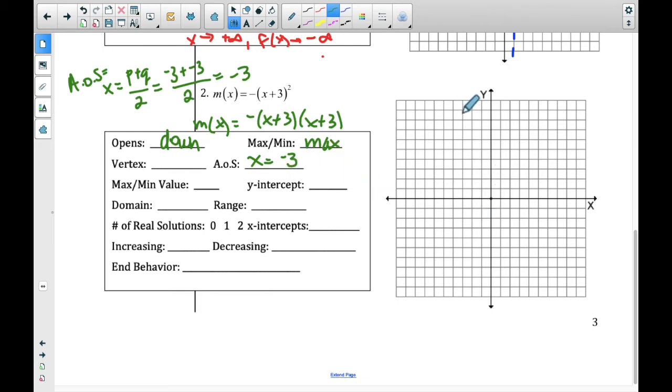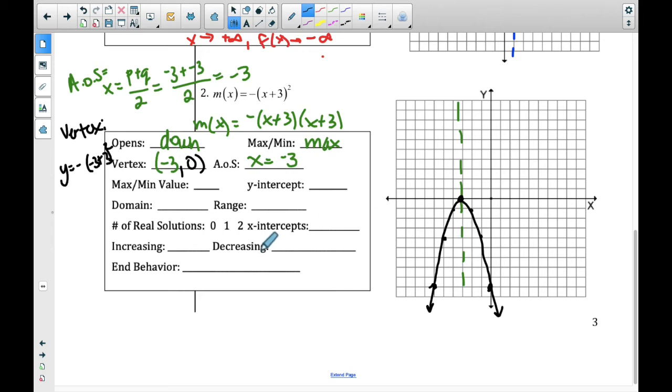I'm going to take a second to graph that. Now, to find the vertex, we take that value, that -3, and we plug it into the function. And as it turns out, -3 plus 3 is 0. So 0 squared is also 0. So our vertex is at (-3, 0). It opens down, so it's going to look like this. And I'm just going to count my 1, 3, 5 pattern, going down 1, going down 3, going down 5. And so this is what my parabola looks like.